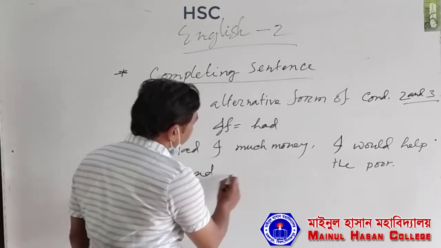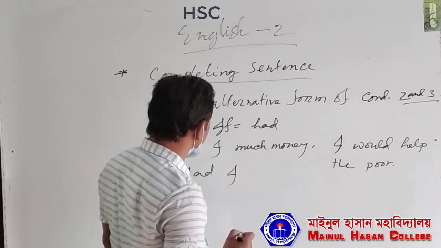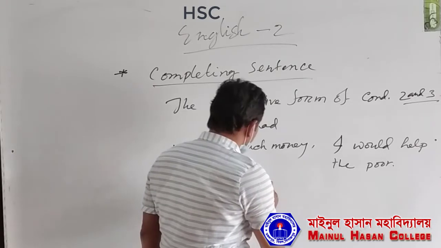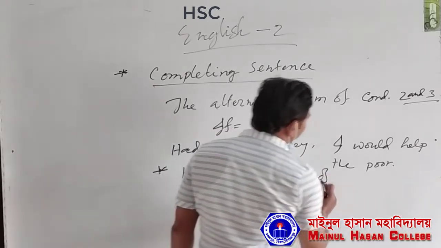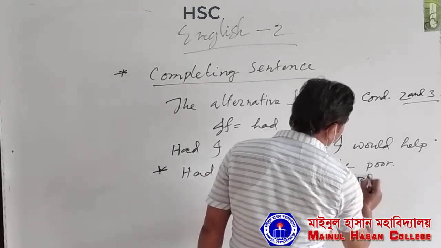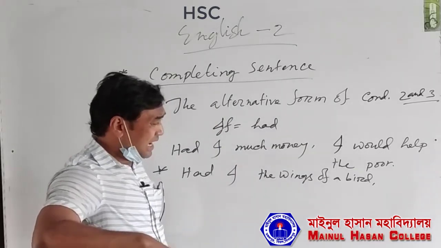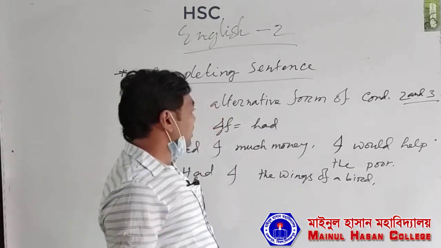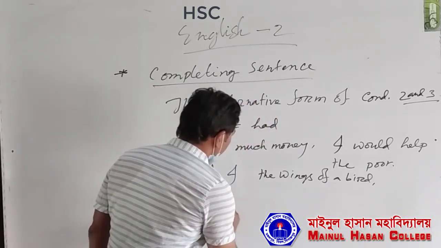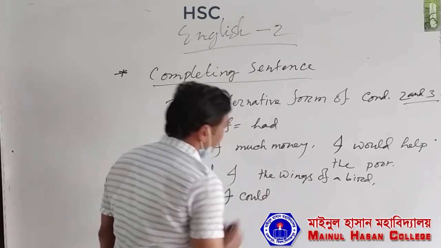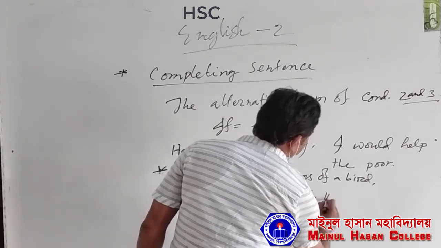Had I the wings of a bird. Had I the wings of a bird. Wings means dana, pakha. যদি পাখির মতো আমার ডানা থাকতো, I could fly in the sky.